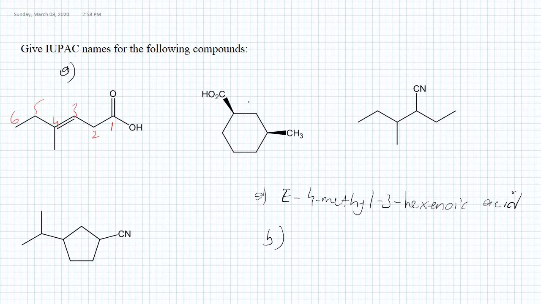Let's move to B. B is a carboxylic acid, but the carboxylic acid functionality is next to a cycloalkane. For this particular type of cycloalkane carboxylic acid, when we name it, we have to say the cycloalkane, then we have to say it's a carboxylic acid. Cyclohexane carboxylic acid.